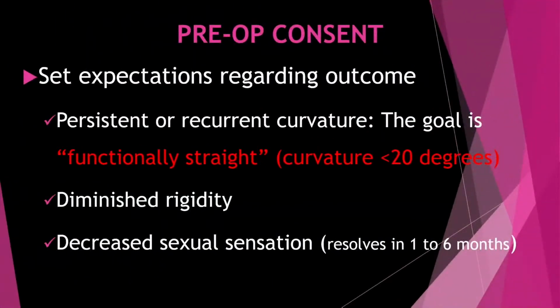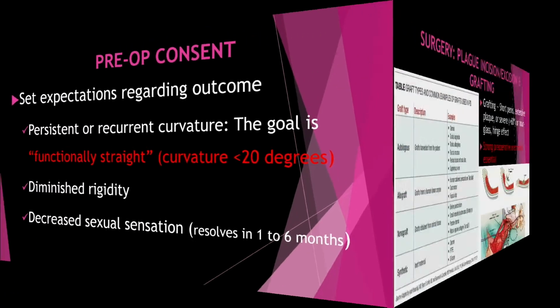What is very important in this disease is that you discuss with the patient the expectations. The aim of surgery is to obtain a functionally straight penis that can engage in sexual intercourse, which is defined by a curvature of less than 20 degrees. You also need to inform the patient that with the grafting, he runs a risk of diminished rigidity and decreased sexual sensation. But that is usually a transient thing. In most patients, it will clear in 6 months.